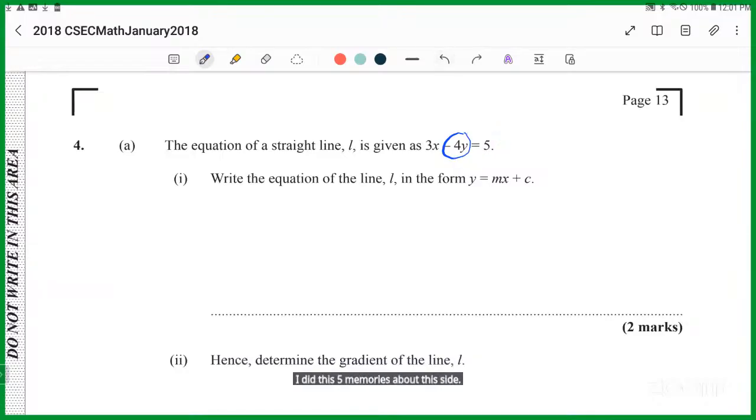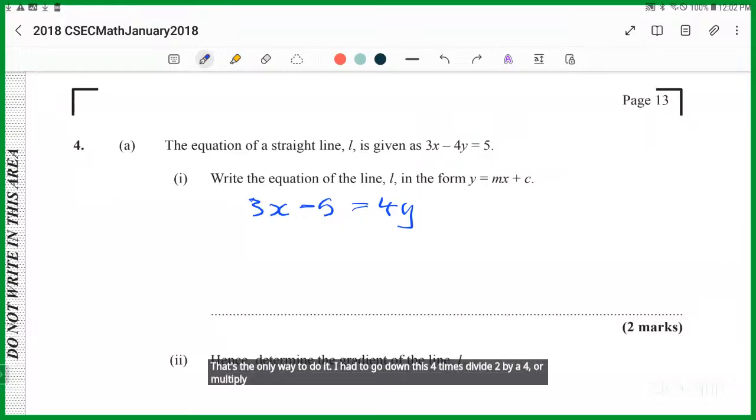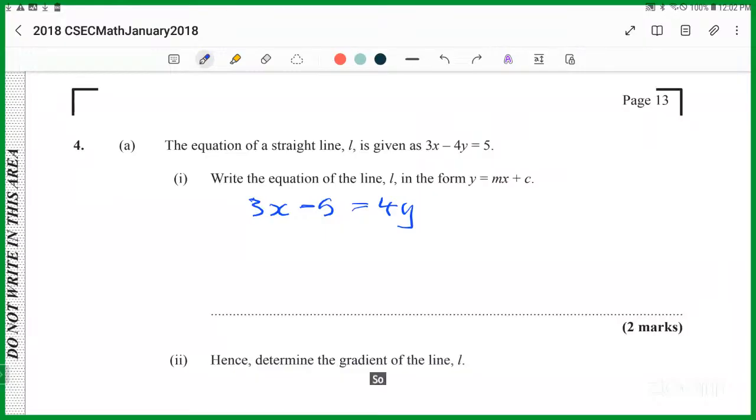Notice I'm going to have 3x minus 5 equals 4y. That's what happens when I take this over to the right side. It becomes this 4y. That's not the only way to do it. You have to get rid of this 4, so it's divide through by 4 or multiply through by a quarter. I divide this by 4, divide this by 4, divide this by 4.